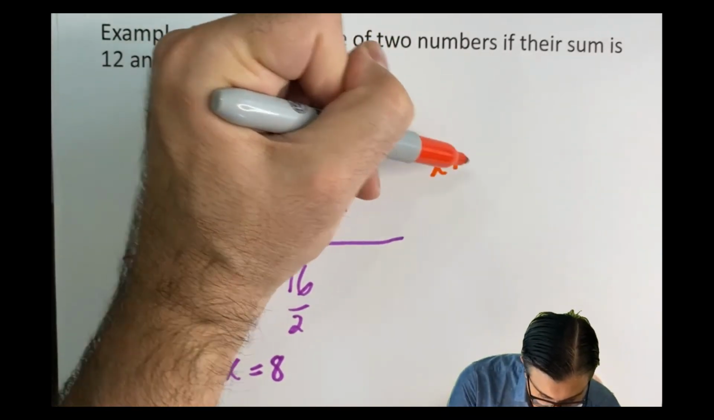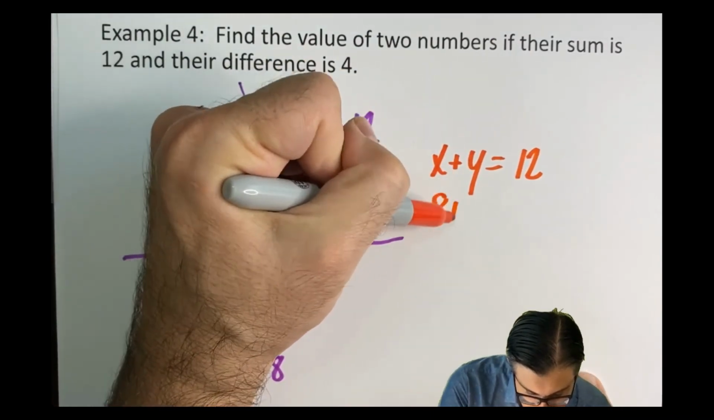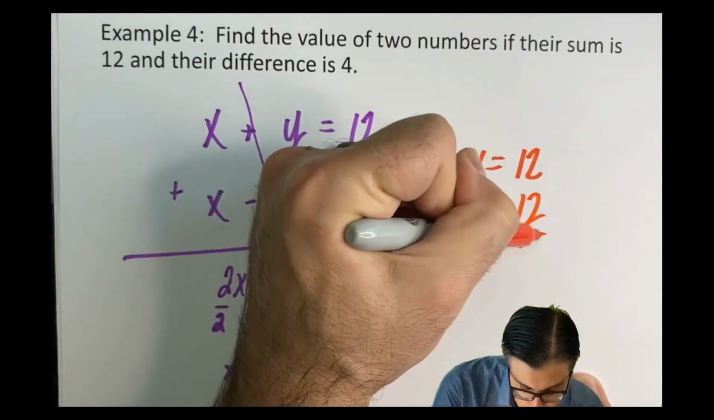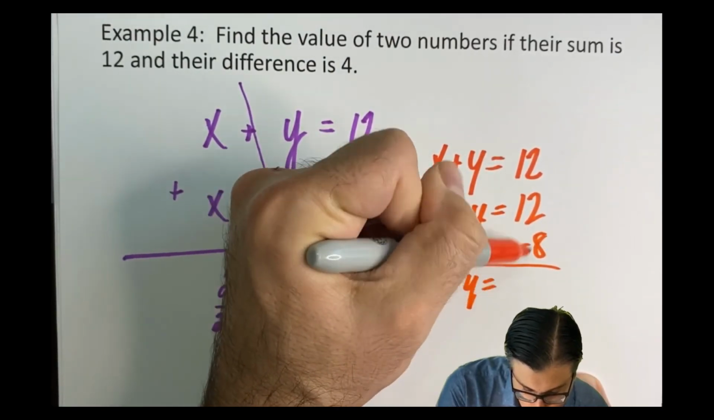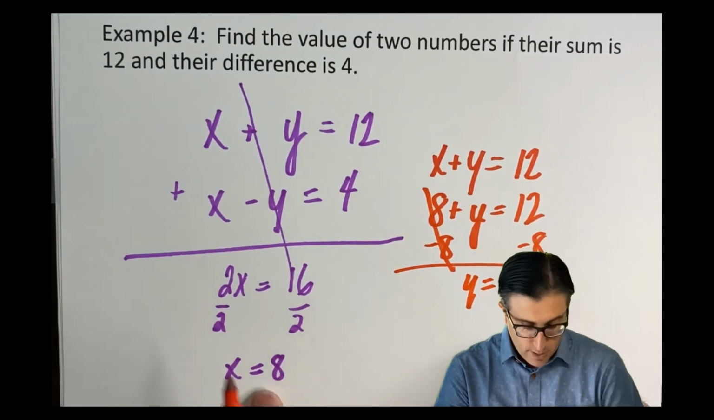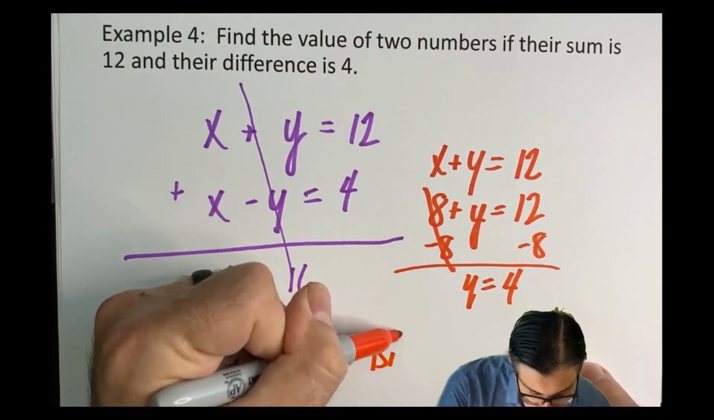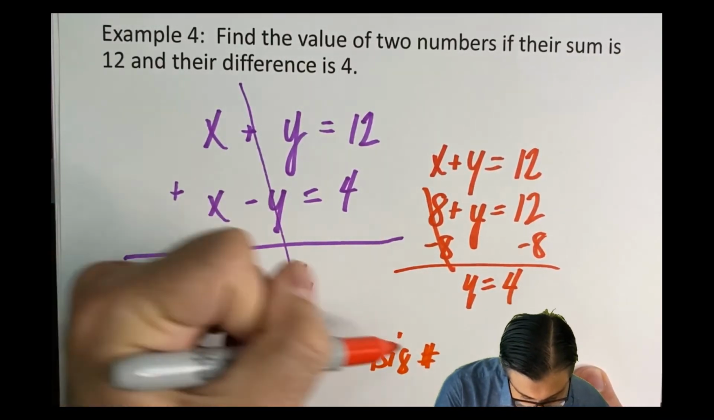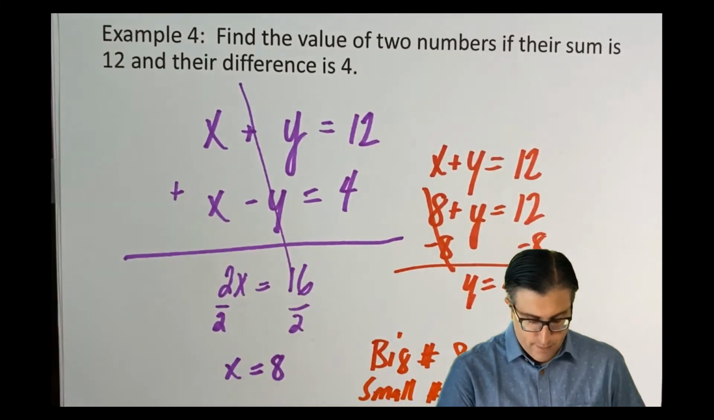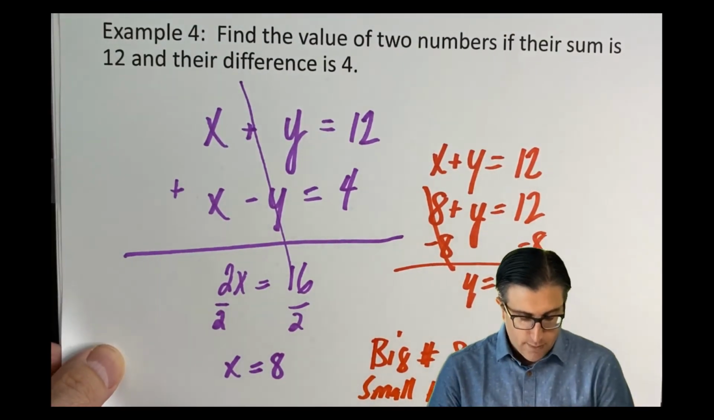So I'm going to use my x plus y equals 12 equation. X is 8. 8 plus something equals 12. I'll subtract 8. You get y equals 12 minus 8 is 4. Does 8 plus 4 equal 12? Yes. Does 8 minus 4 equal 4? Yes. So my big number is 8, and my small number is 4. There are your 2 numbers that add up to be 12 and subtract to be 4.